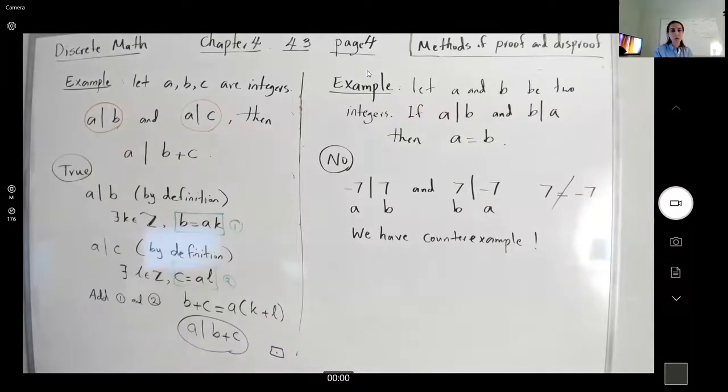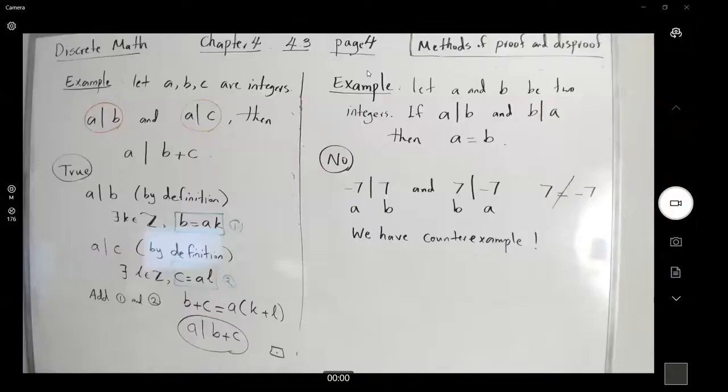The joy of proving statements. Very well.